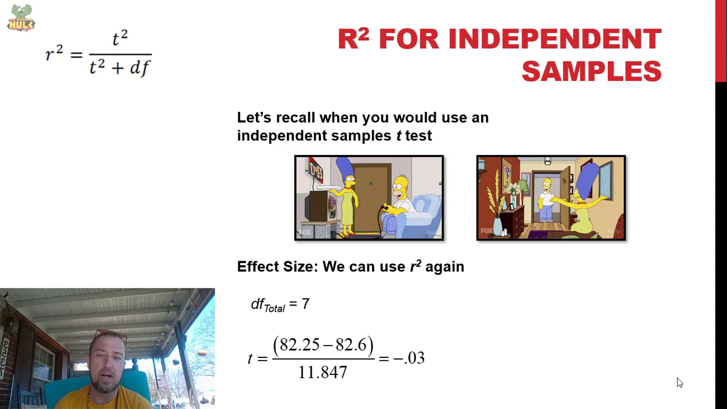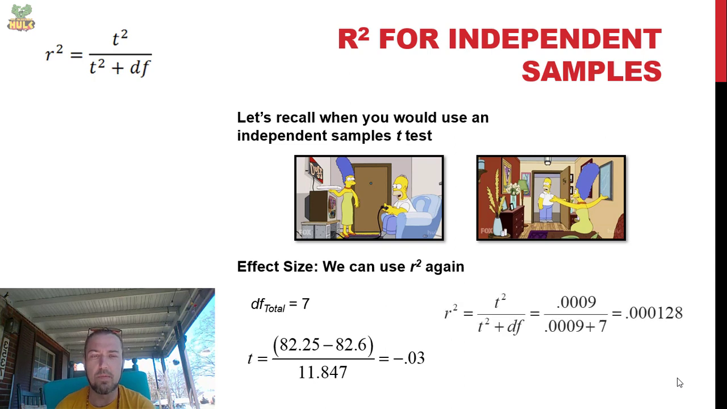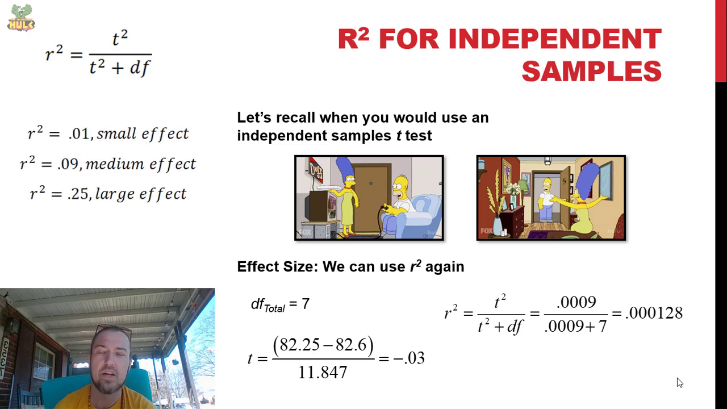So if we have our degrees of freedom and we have our t, then we can plug them into an r squared formula where we put t squared on top, t squared plus degrees of freedom on the bottom, and we find a super tiny effect size, 0.000128. Our measures of effect size here start being called small when they make it to 0.01. So we have almost a non-existent effect size here. But had we had something between 0.01 and 0.09, we'd be in the world of small effect, above 0.09 a medium effect, above 0.25 a large effect.